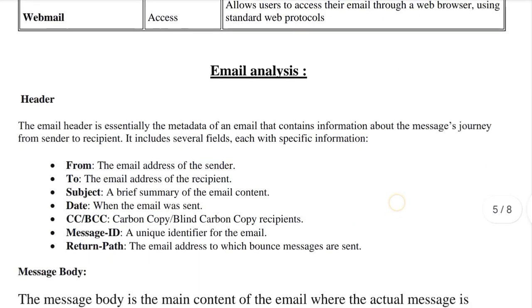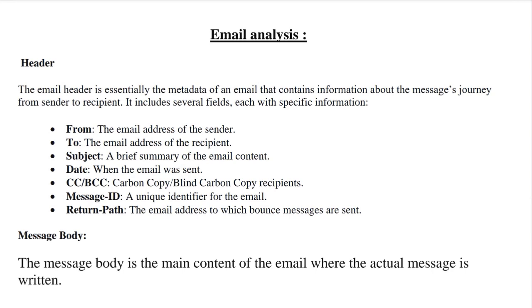Now let's understand the email analysis. So guys, this is again a very practical portion. Email analysis can only be understood if you have practical exposure through some software. So here analysis includes header analysis and message body. As we all know, email consists of headers. The header will include information such as from where the mail came and to where we are sending the mail, subject, date, CC, that is carbon copy, and BCC, blind carbon copy recipients, message ID, and return path. So these are the information stored in the header portion, and the message body will store the main content of the email where the actual message is written.